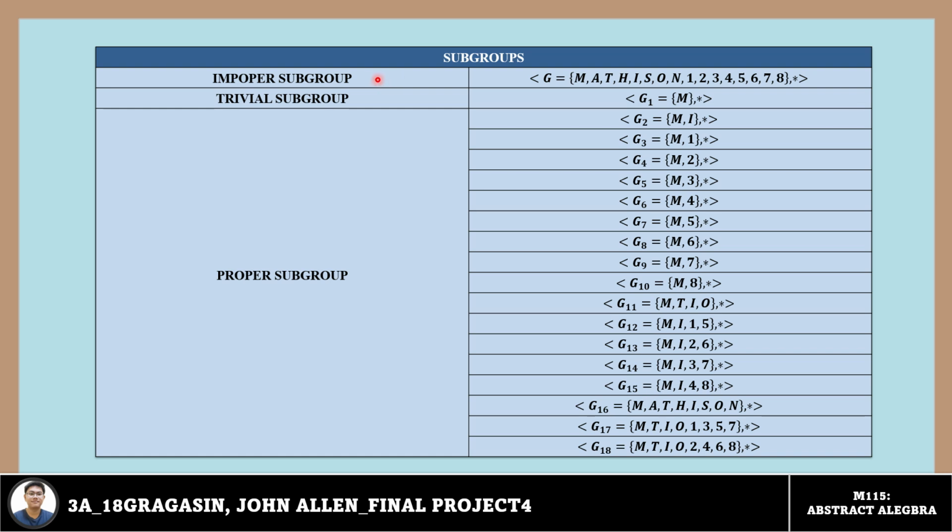For our improper subgroup, I named it letter G or element G. For our trivial subgroup, I named it G sub 1, and for our proper subgroups, we have G sub 2, G sub 3, G sub 4, G sub 5, G sub 6, G sub 7, G sub 8, G sub 9, G sub 10, G sub 11, G sub 12, G sub 13, G sub 14, G sub 15, G sub 16, G sub 17, and G sub 18.